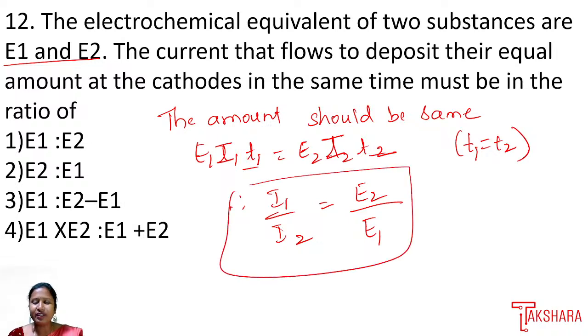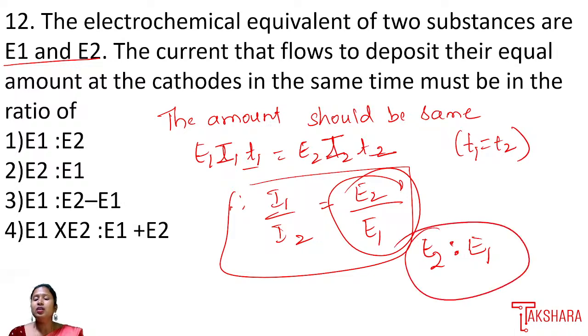So if I consider the ratio of the equivalent weight of the substances, it is E2 to E1. So option 2 is the right answer, E2 and E1. So the current flows first to E2, then to E1.